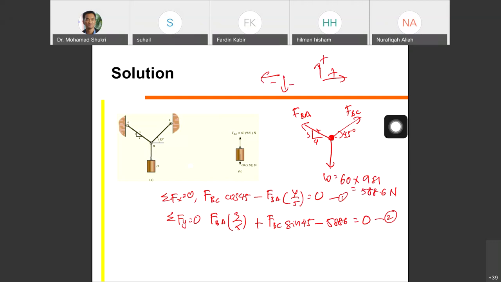So using a calculator, you can resolve this, right? So you have FBC, cos 45 is 0.7. So 0.7 FBC minus 4 over 5, 0.8 FBA is equals to 0. Okay. So this one also same.